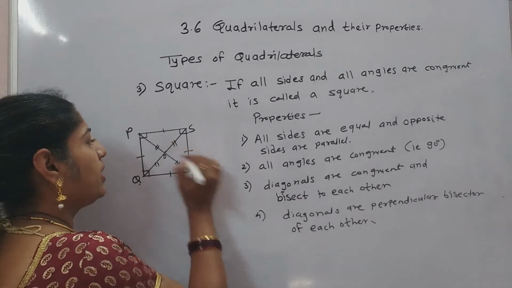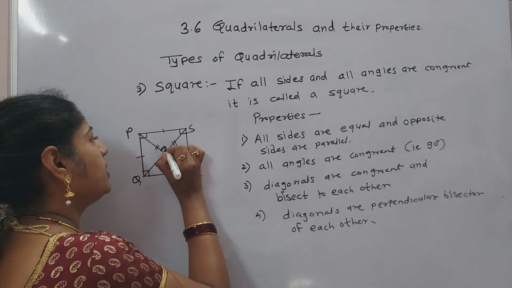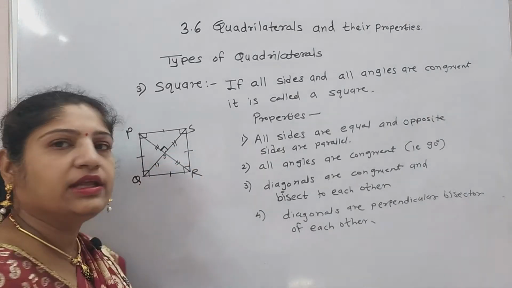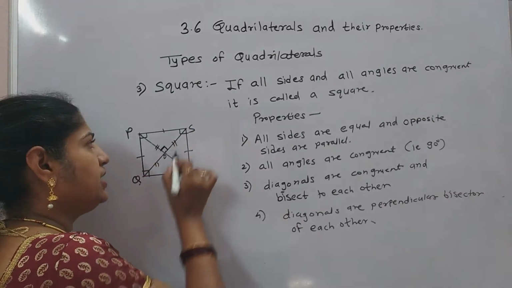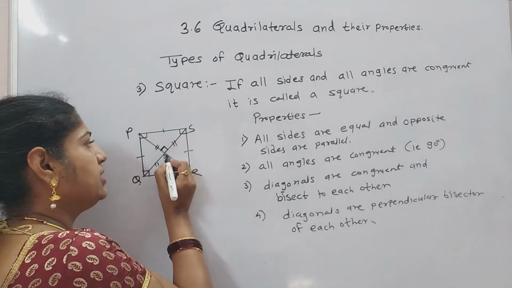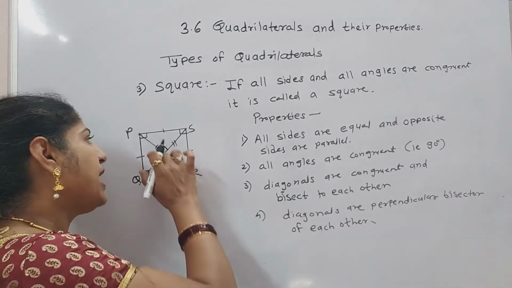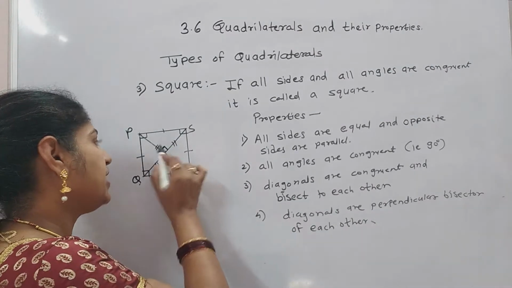Now, an extra property of these diagonals: they are perpendicular bisectors of each other. Here is the 90 degrees. Angle POS is 90, SOR is 90. The diagonals bisect each other, and the diagonals are perpendicular bisectors of each other. This angle is 90.